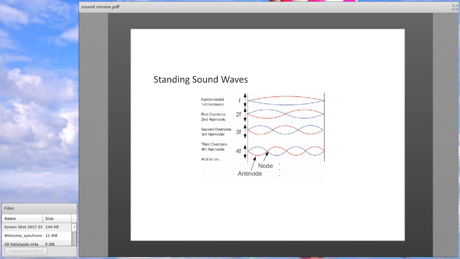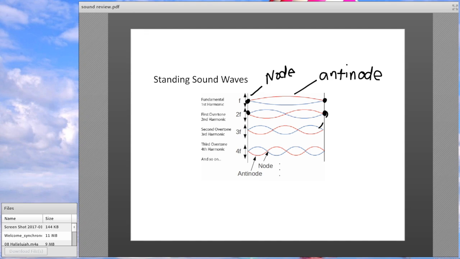Then we can talk about standing sound waves. We talked a little bit about this in the wave unit, but now we're going to talk about it again in the sound unit. These could be like strings on a guitar or something like that. These two sides are known as nodes, and then this middle is an antinode. You're always going to have one more node than antinode on these types of waves because you have to have at least those two nodes at the edge.